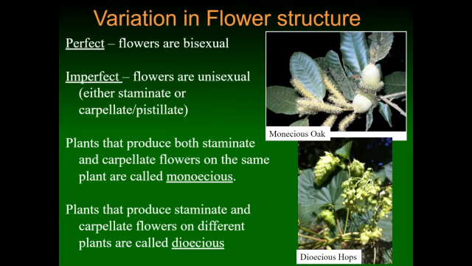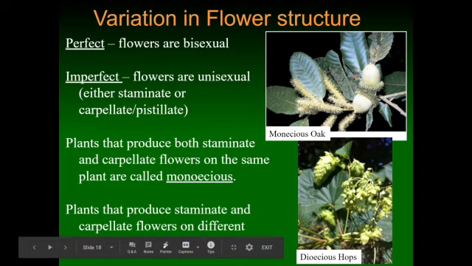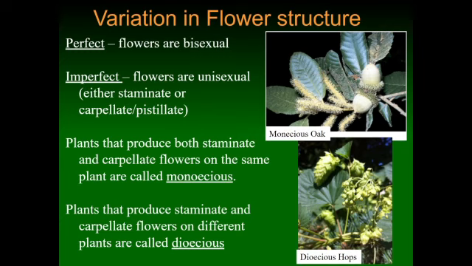So most plants are both male and female at the same time. You can't say, okay, that's a male oak or a female oak. It's both. But some plants are either male or female. So in the case of hops, for those of you that are old enough to drink beer, this is one of the flavorings that people put into beer.